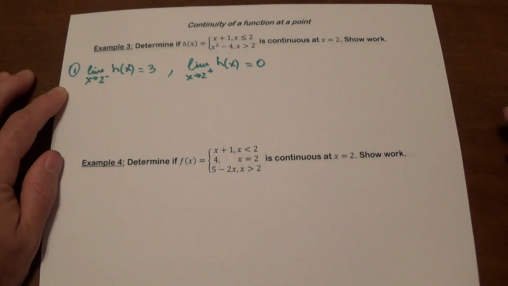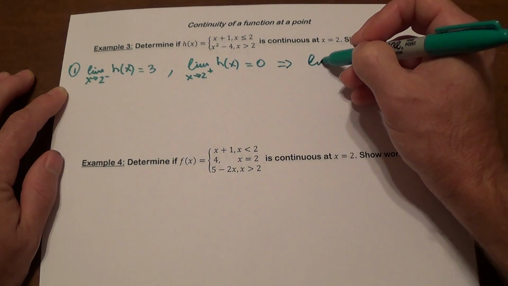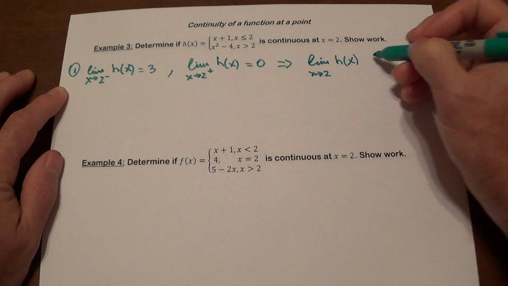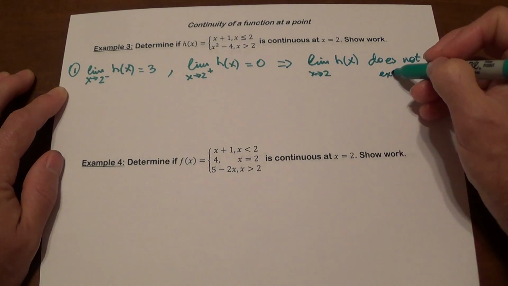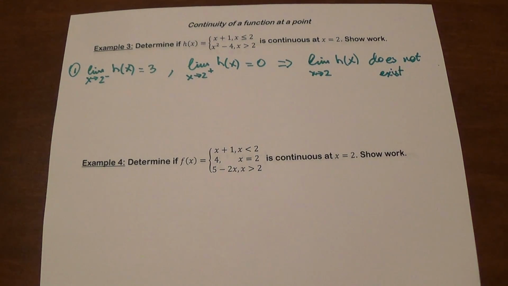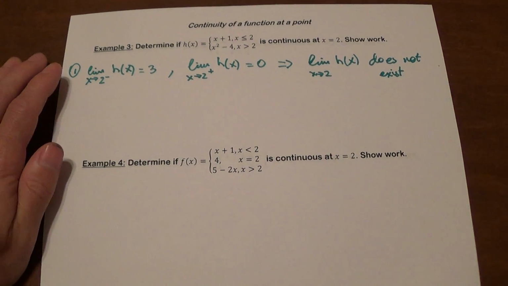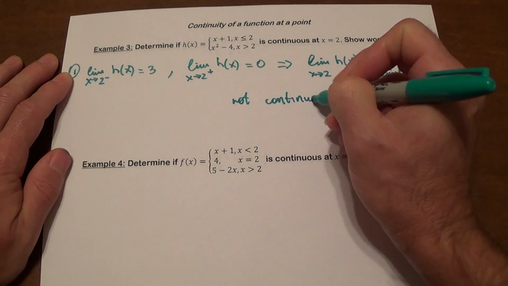This is probably the nicest situation because we're checking the first condition. That will allow us to conclude that the limit as x approaches 2 of h of x does not exist. What's nice about this, you don't have to go ahead and check any of the other conditions because it would not matter. Two limits are different. I mean, one-sided limits, the limit does not exist, not continuous. Okay.